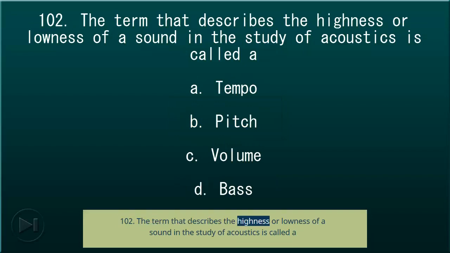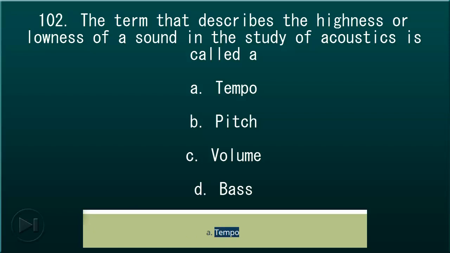102. The term that describes the highness or lowness of a sound in the study of acoustics is called it. A. Tempo. B. Pitch. C. Volume. D. Bass. Answer, B. Pitch.